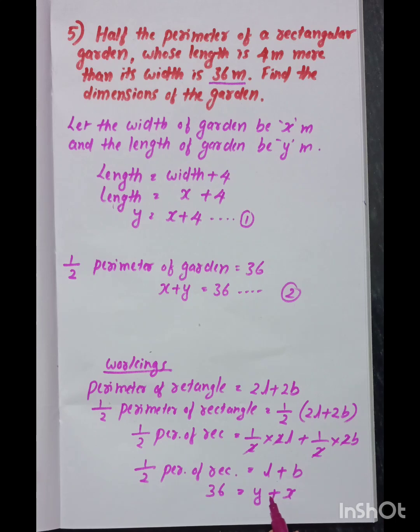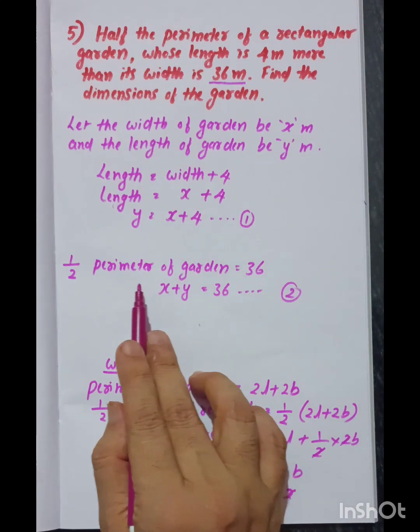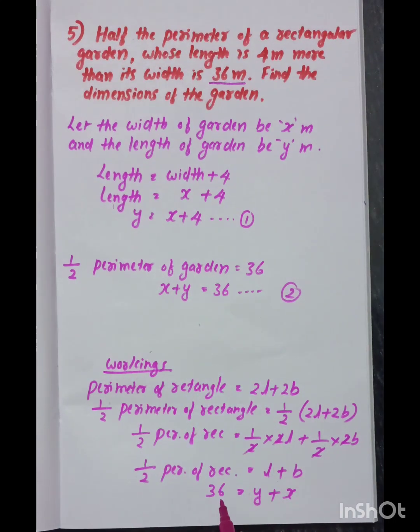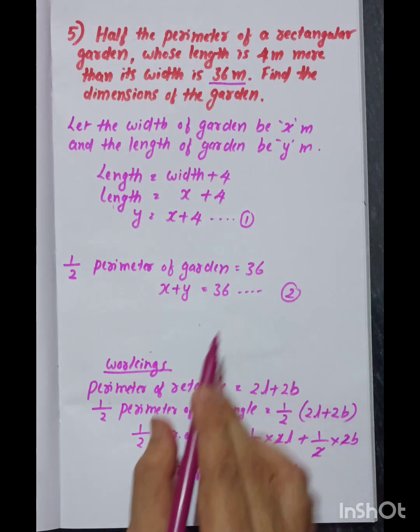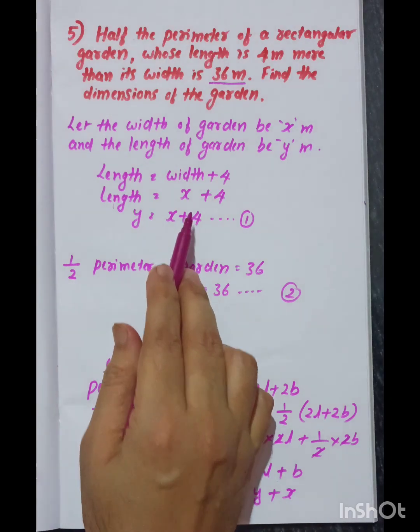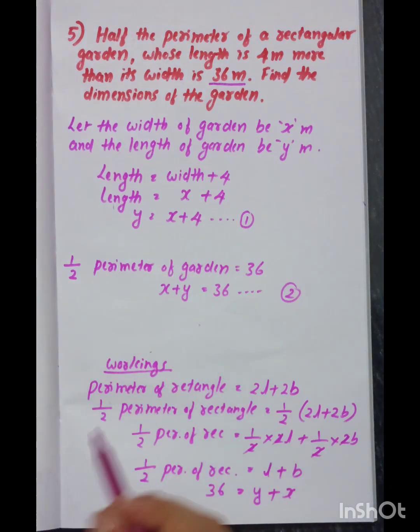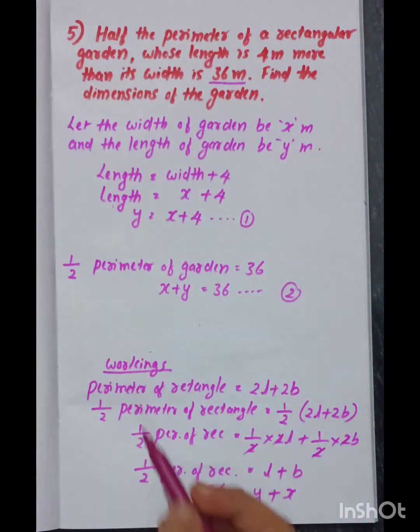X is having the plus sign, so y is also having the plus sign, so we can write it as x plus y also. So I write half perimeter of the garden, that is x plus y equals 36. Take it as equation 2. Here we got equation 1 and equation 2. It is asked to find the dimensions of the garden.